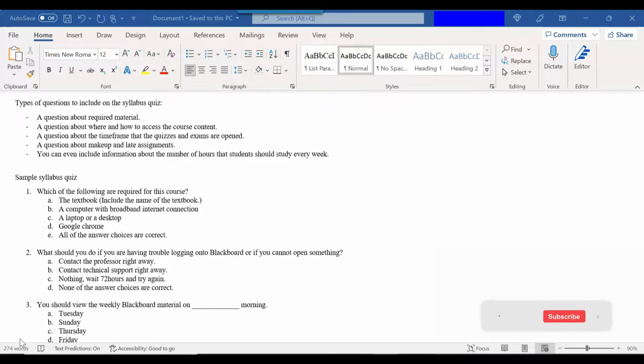I usually post the syllabus quiz on the course website, and students have a week to complete it. These are just some examples of the types of questions you can include on the quiz: a question about required material, a question about where and how to access the course content, such as Blackboard, Canvas, the course website address, a question about the time frame that the quizzes and exams are open, especially if your course is online.